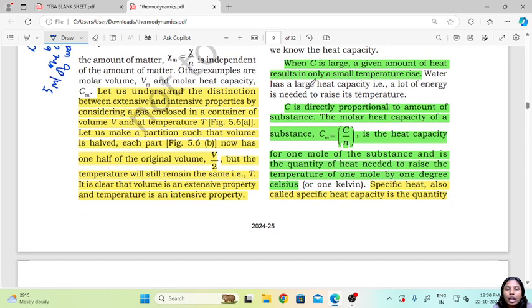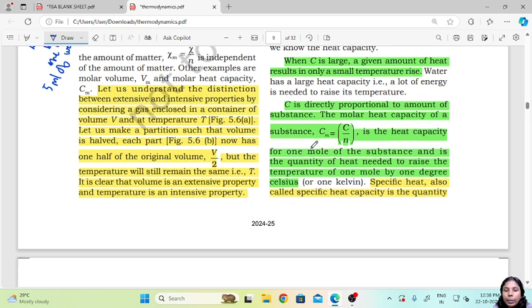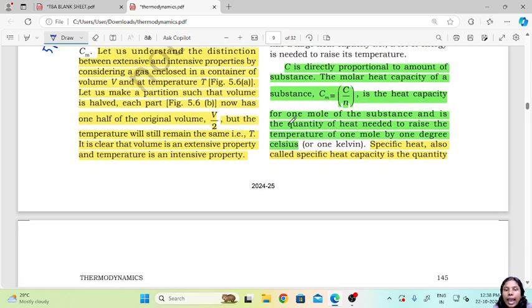temperature raised. Now if C is directly proportional to the amount of substance, we can say that the molar heat capacity of a substance, Cm, equals C upon n. It is the heat capacity for 1 mole of substance and is the quantity of heat needed to raise the temperature of 1 mole by 1 degree Celsius. So molar heat capacity, it is the heat capacity for 1 mole of substance and is the quantity of heat that is required to raise the temperature of 1 mole by 1 degree Celsius.